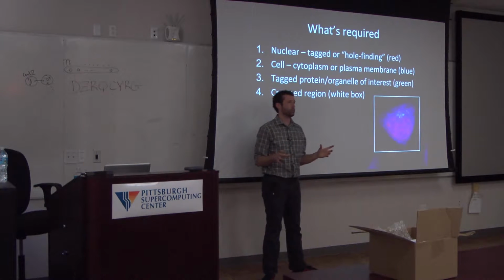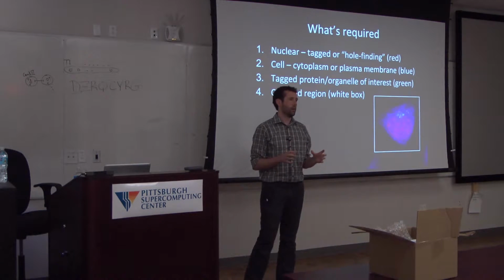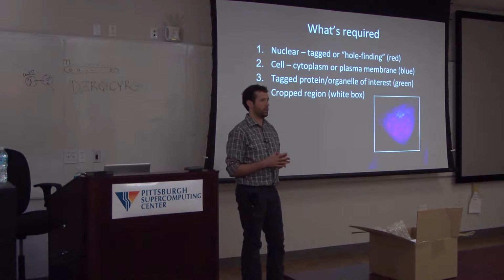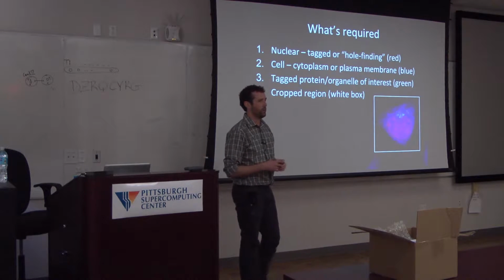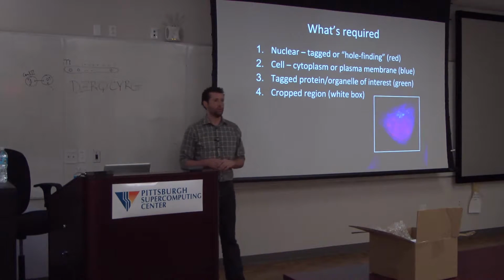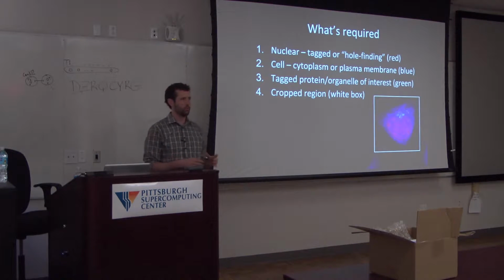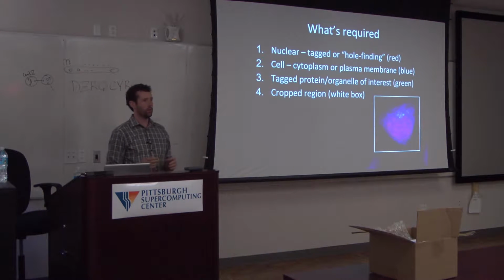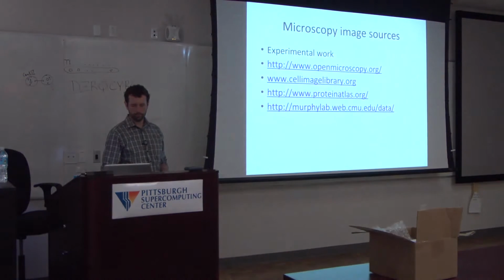Typically, if you have multiple cells in a field and you don't give it a cropped region, what Cell Organizer will do is it'll segment the cells as best it can, and it'll pick the largest cell that you have. So this could throw off your results. I really suggest using a cropped region if you can. So use some sort of pre-processing step like Voronoi to get an approximate region that you want to look at.